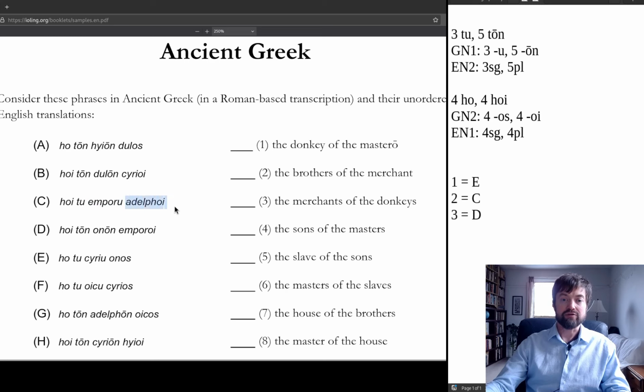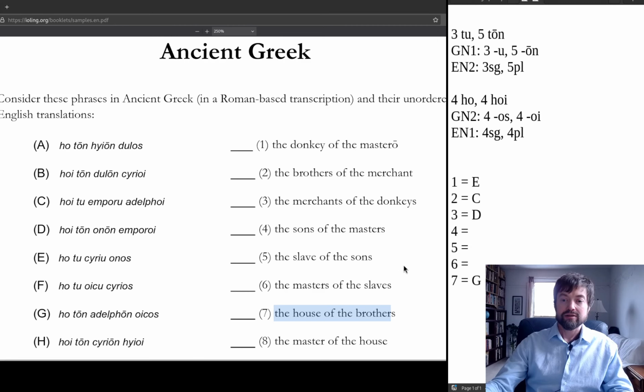Brothers, adelphoi. So the other brother is here, the house of the brothers. We're going to look for another plural adelph. Well, here's the other adelph, adelphon. And so we have the house of the brothers. So 7 is G.